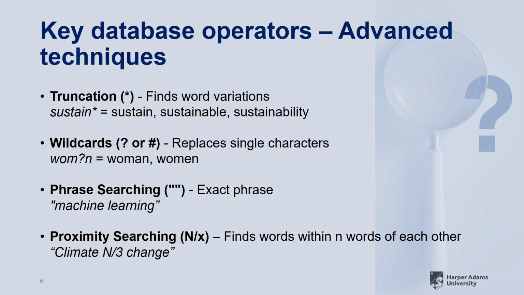So beyond the Boolean operators we've just covered, you can use some other smart tricks to make your searches even better and save a ton of time. Techniques like truncation allow you to use a symbol like an asterisk to find different endings of a word. So you can search for child* and get children and childhood, for example.